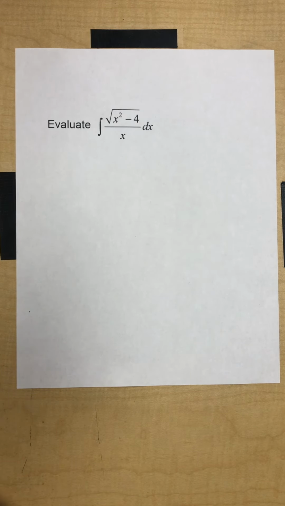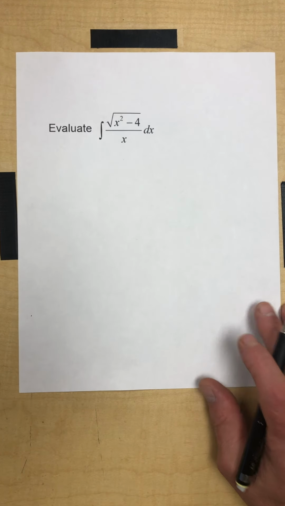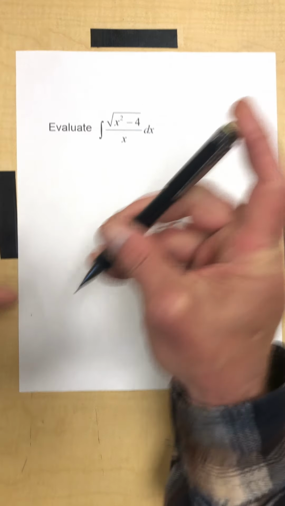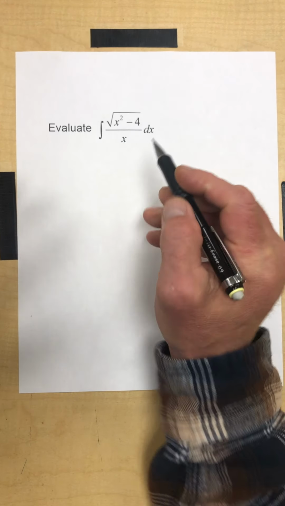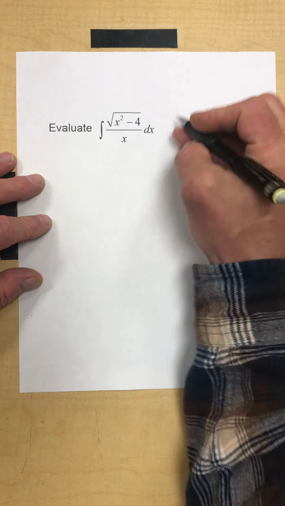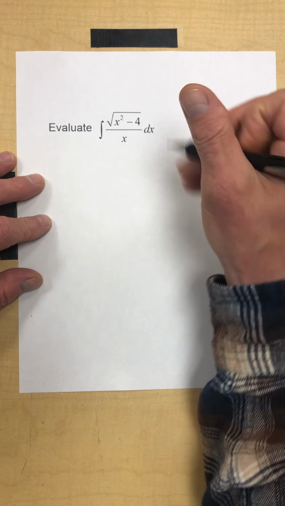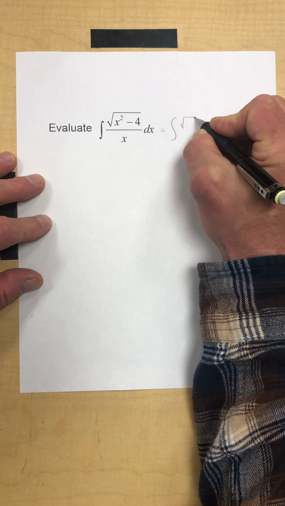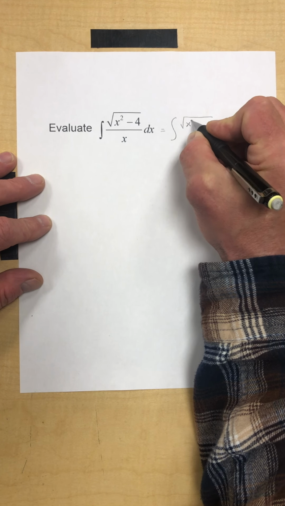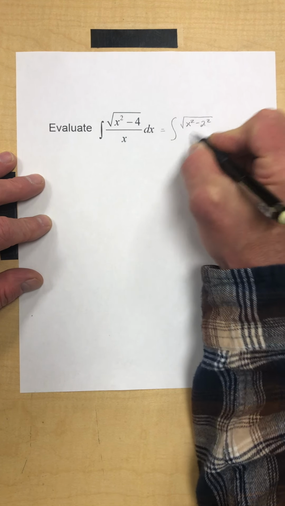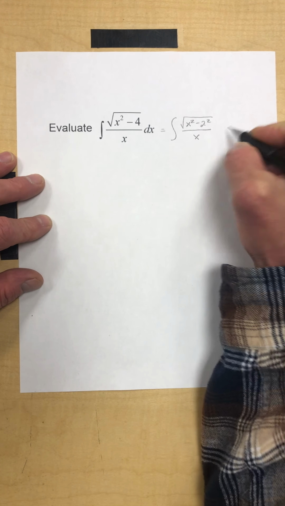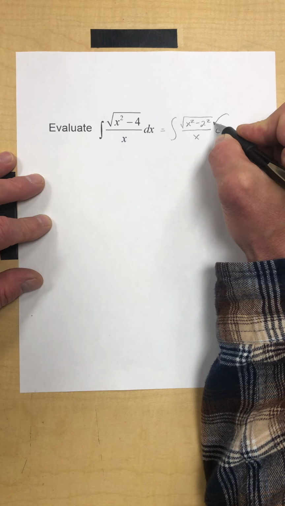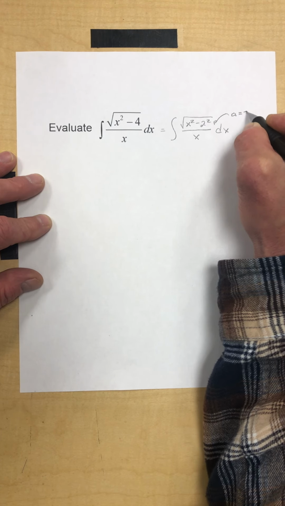Let's see what we got going on here. I know I have to get that in some form where, well in this case, it looks like it's going to be x squared minus a squared. Alright, so that would be the same as the square root of x squared minus 2 squared over x dx, where obviously your a here is going to be your 2.